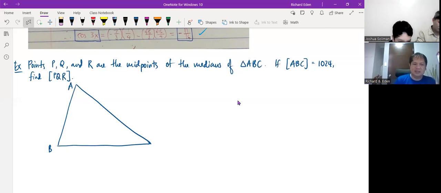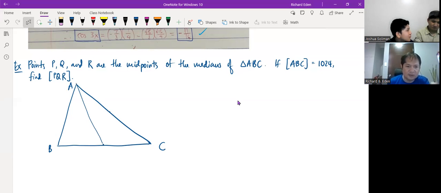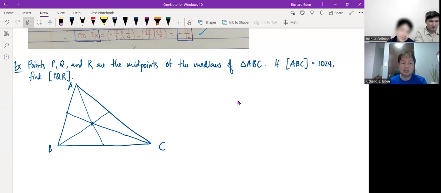Okay, so A, B, C, and then medians. So that's from each vertex going to the midpoint. So this is the midpoint of AC, and here is the midpoint of AB, and we know that the medians are concurrent. They intersect at a point called the centroid. Let's label the endpoints of the medians on the sides as D, E, and F. And then PQR are the midpoints.